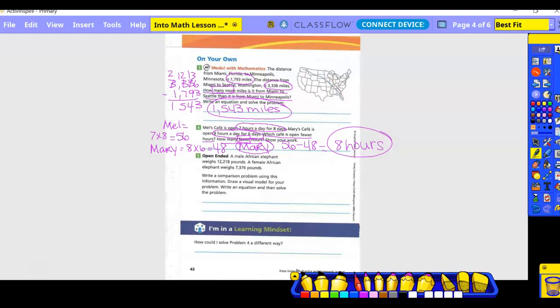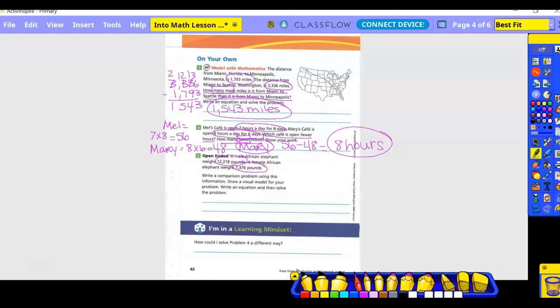Number 5, open-ended. A male African elephant weighs 12,218 pounds. A female African elephant weighs 7,376 pounds. Write a comparison problem using this information. Draw a visual model for your problem. Write an equation and then solve a problem. So we have to pull out our information.